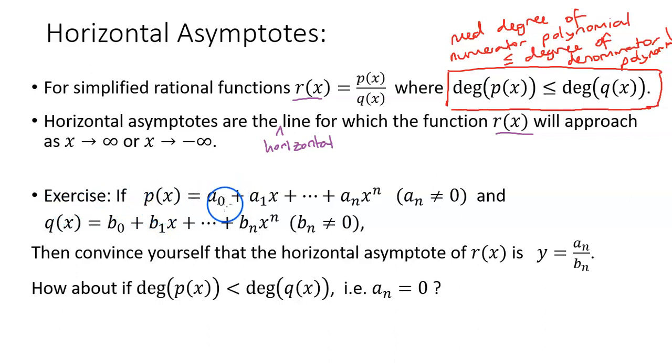If p of x is equal to a0 plus a1 times x plus all the way up to an x to the power of n, and we'll start out by saying an does not equal 0, and q of x is b0 plus b1x all the way up to bn x to the power of n, and bn does not equal 0, then we should have that the horizontal asymptote of r of x is the line y equals an divided by bn. So pause the video and have a think about why.